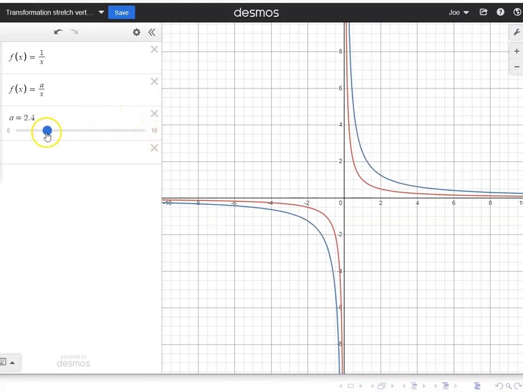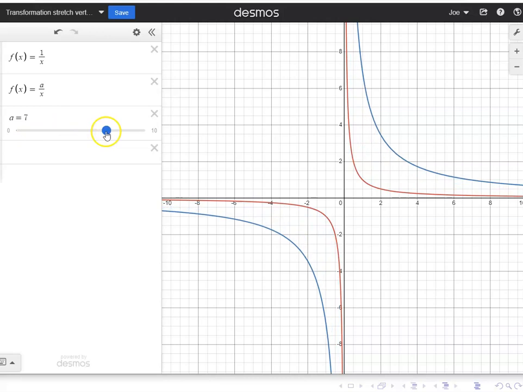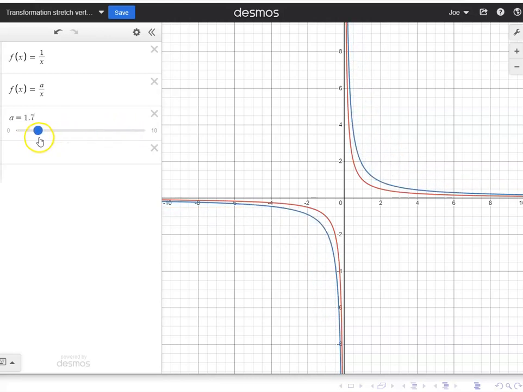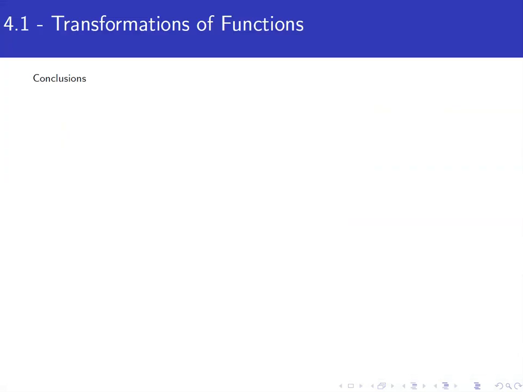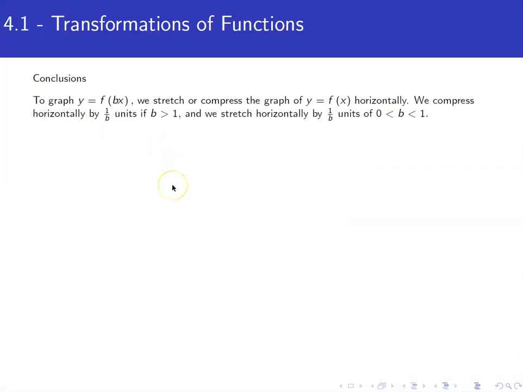What happens if we go less than 1? Well, if it's stretching it when it's bigger than 1, you can probably guess that it's going to compress it if it's less than 1, which is exactly what happens. So what conclusions can we draw?